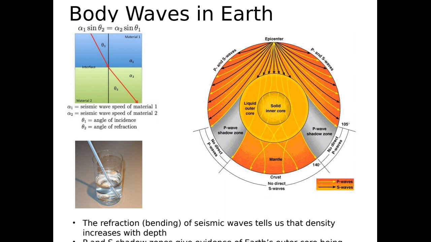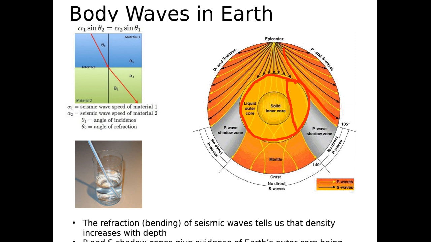So there's a shadow zone where you won't see any S waves, because they can't go through it at all. So you won't see them on the other side of the earth. And P waves go through it, but they get bent. And from the angle at which they're bent, when we see the wave on the other side of the earth, we can tell that there's a liquid outer core and a solid inner core. That's called refraction.